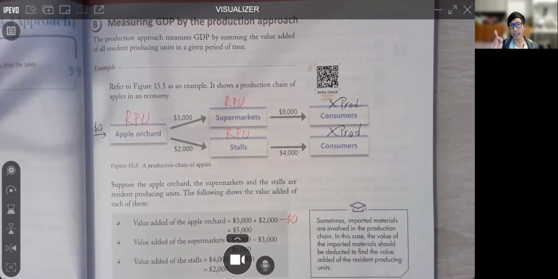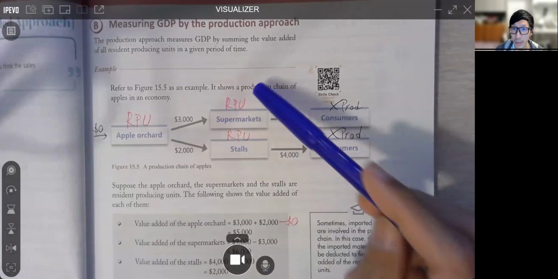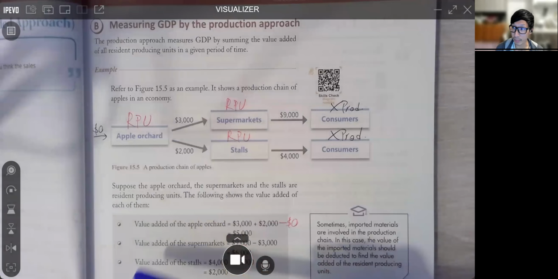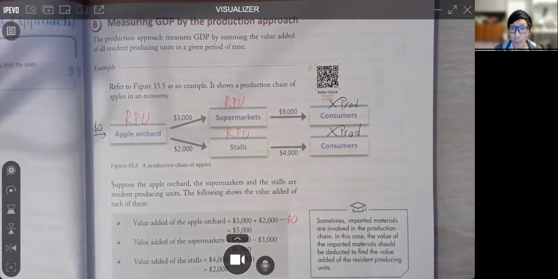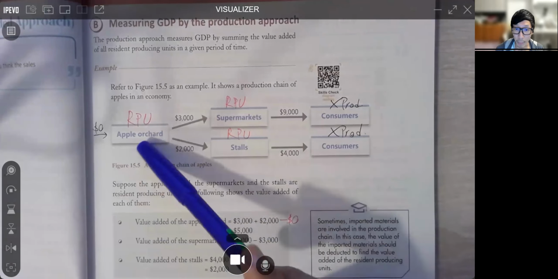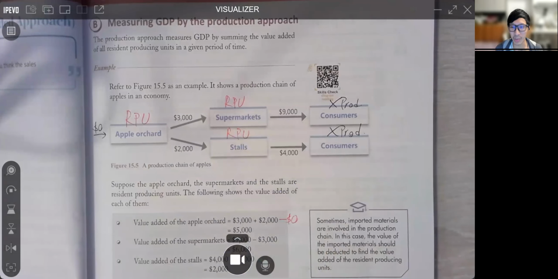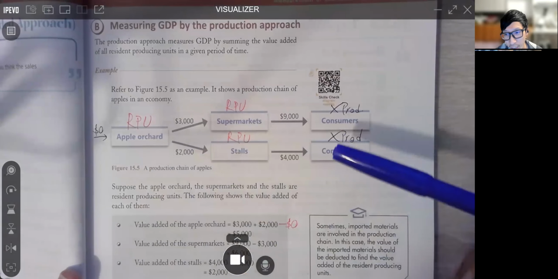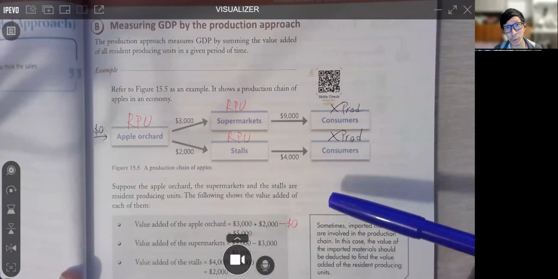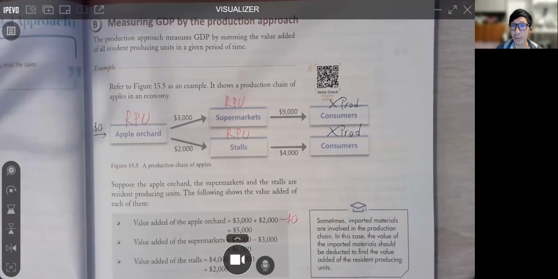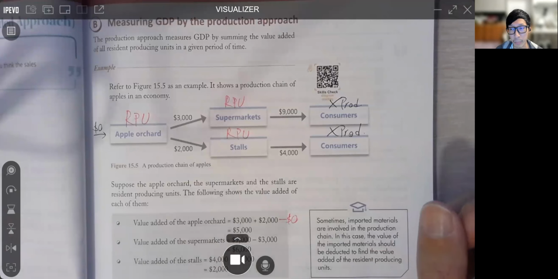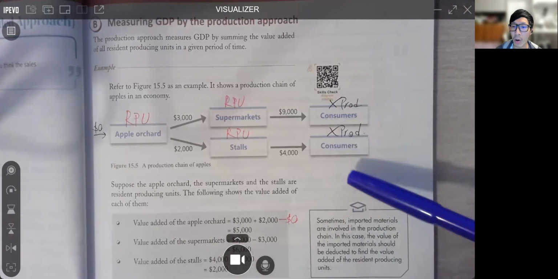Remember, step number 1, let us identify which of them are the so-called RPUs. Remember, GDP only counts RPUs. Here the apple orchard is a production unit in the local economy, therefore an RPU. Then the supermarket, obviously, is an RPU, retail service, and the store is also an RPU here. Now, what about the 2 consumers? Remember, consumers by definition, do they do production? No, they do consumption. So the 2 of them will not have value added.